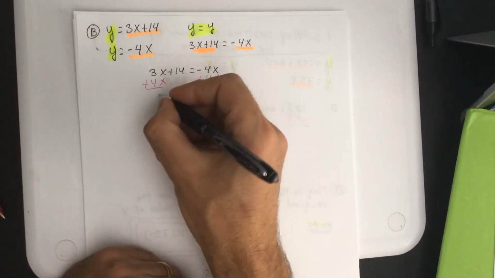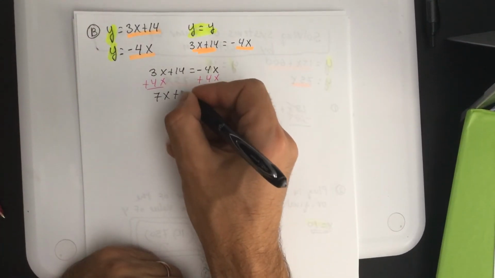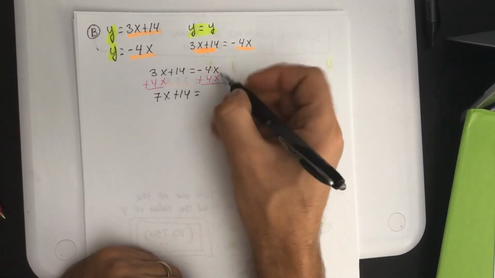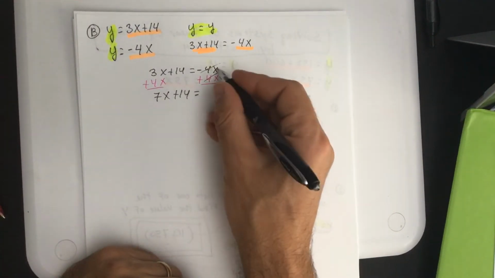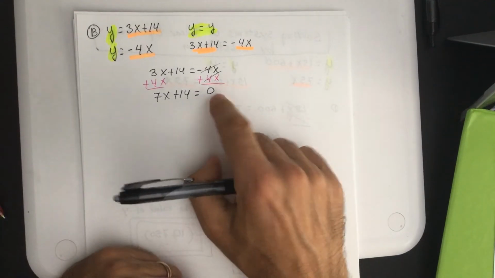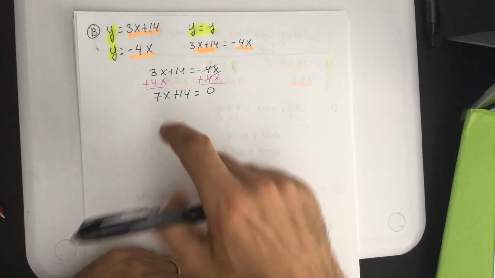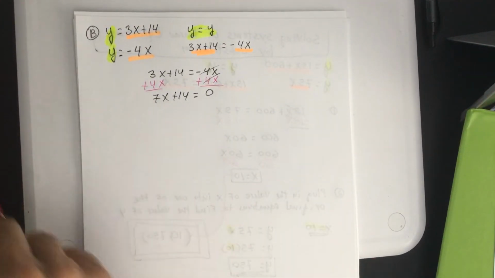If I do that, that will be 7x plus 14. Okay, it's equal, well, this one's cancel, right? But cancel means it's equal to 0. So that's 0. Don't forget about this 0 here. Now I gotta solve for x.